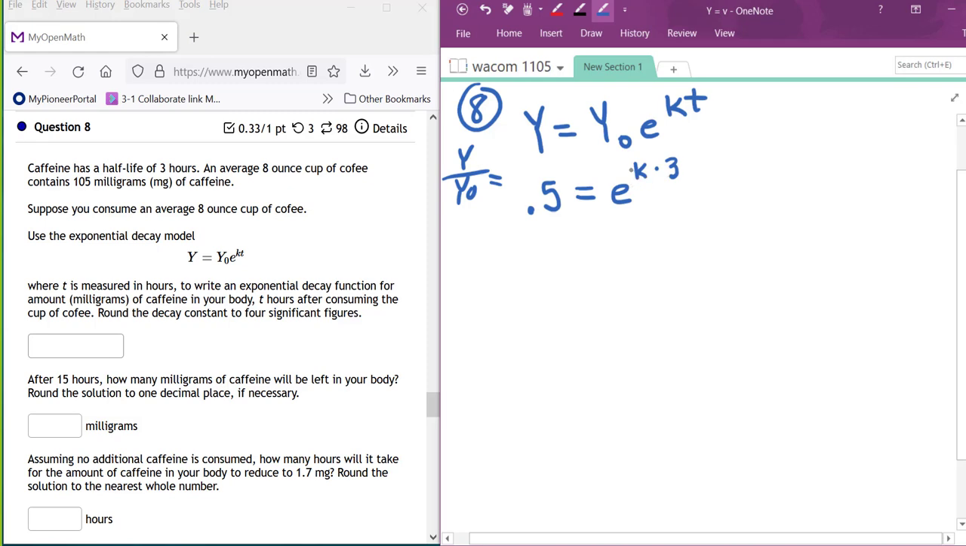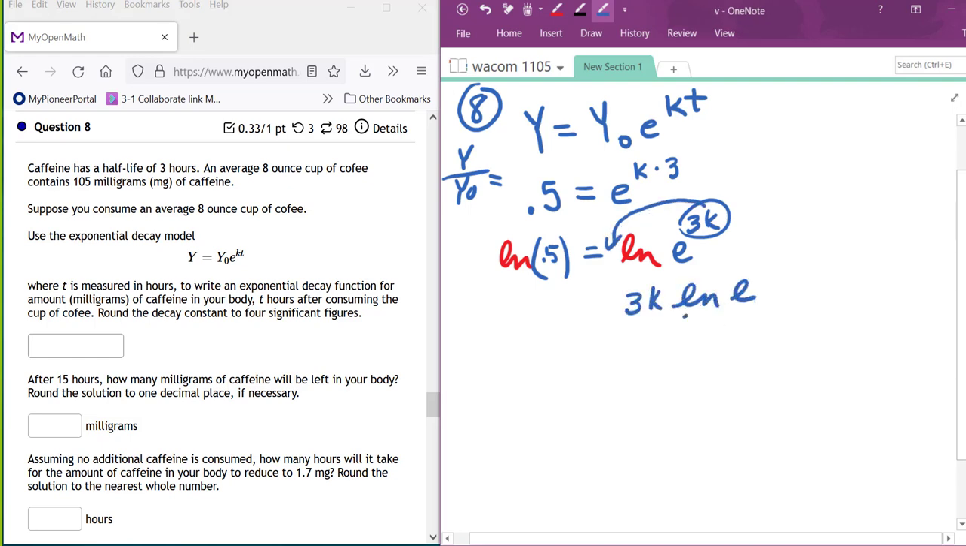So we're going to solve for an exponent. That means we need to take a logarithm of both sides. So we're going to take natural log on both sides of 0.5 equals natural log of e to the 3k. This will make our exponent come down. And ln of e you don't care about because that is 1. And we want to solve for k, so we're going to divide by 3 here.